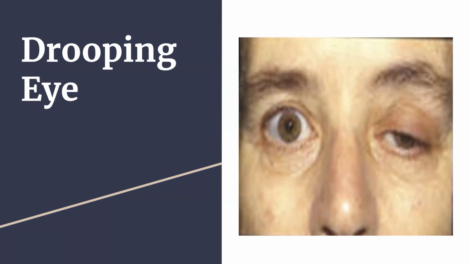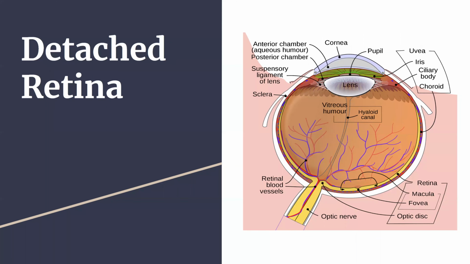So here are some diseases associated with the eye. So this is drooping eye. That's just a disease of the muscle that's surrounding the eye. You can have a detached retina. Usually that's caused by trauma. It's very painful and causes problems with the vision, obviously.